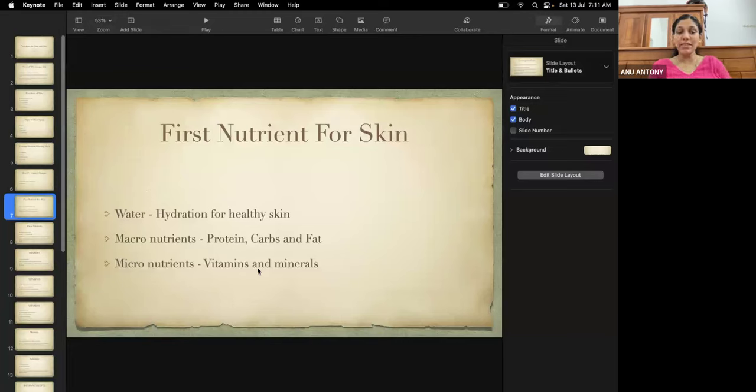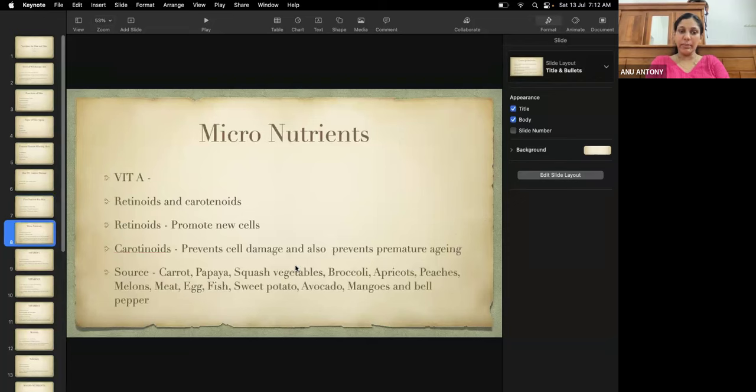Micronutrients like vitamins and minerals. Basically, the vitamins A, C, D, and E are very essential. I have described that, we'll go through it. And minerals like zinc and selenium are also essential for the health of hair and skin. These are the things which we miss daily in our diet, so these are what we have to follow rather than considering an individual skin and hair diet. We'll start with micronutrients first.